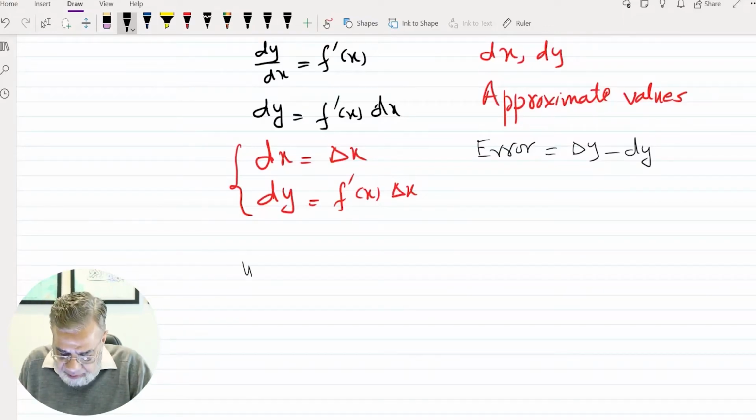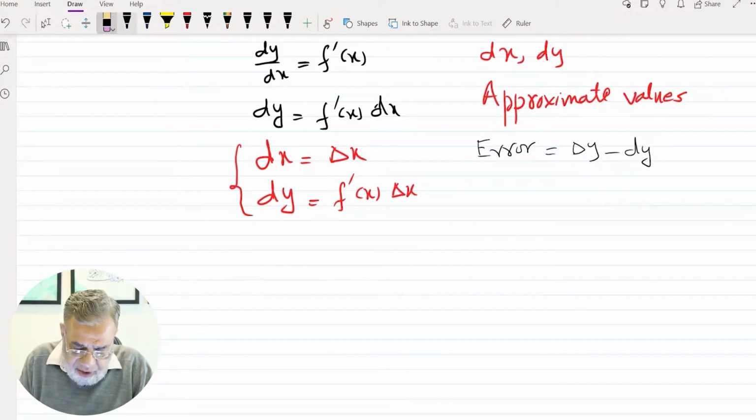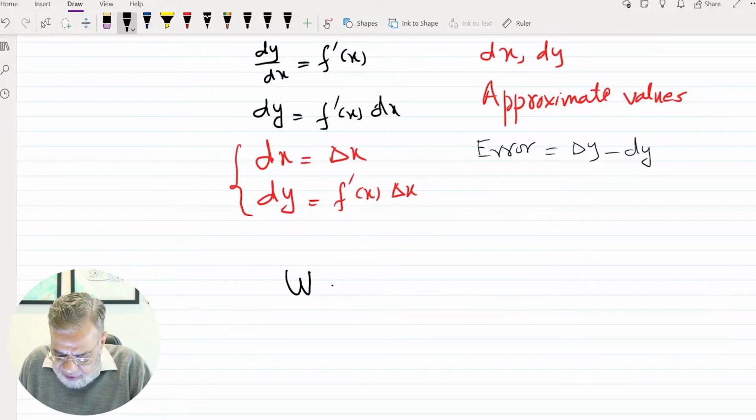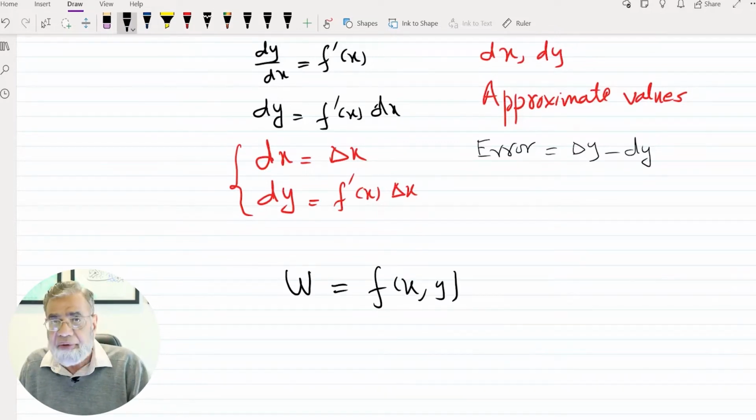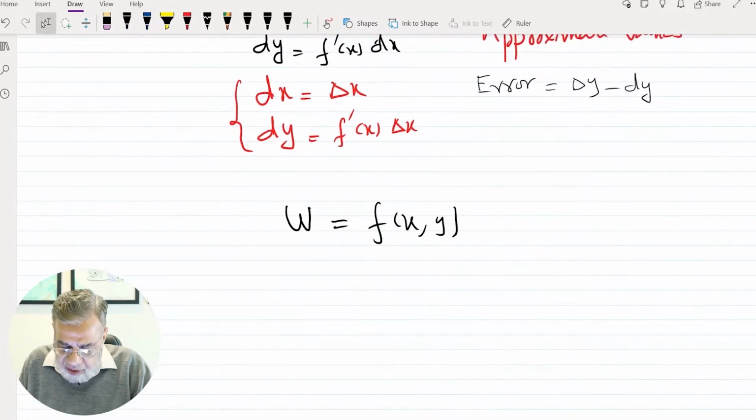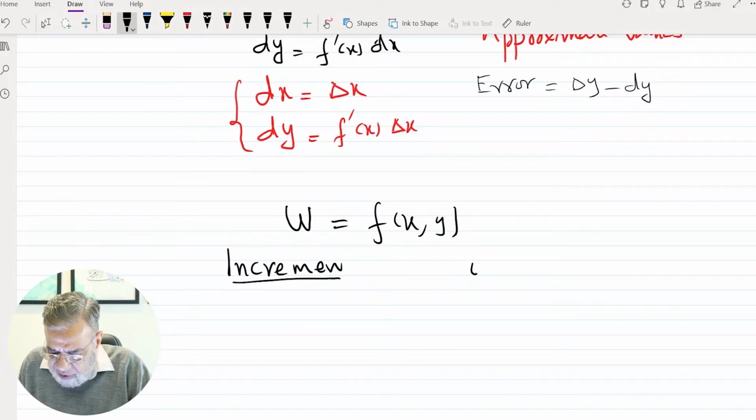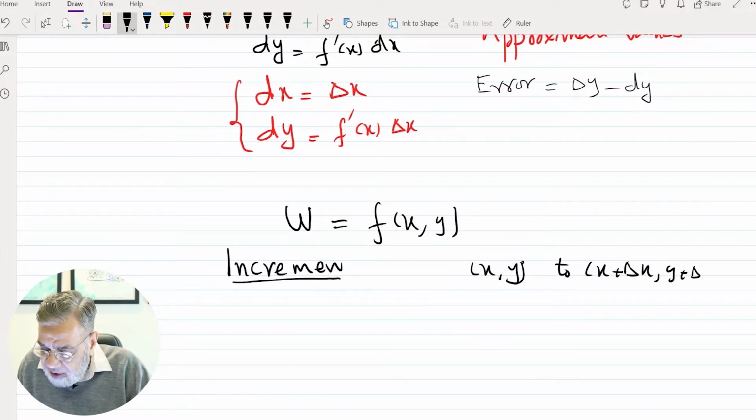I have the function w. My function w is my dependent variable. w is a function of x and y. My x and y are my independent variables, and w is my dependent variable. Parallel to the last discussion, we define our increments. So we say our point (x, y) is moving in the plane to the point (x plus delta x, y plus delta y). So the change in x is delta x and in y is delta y.